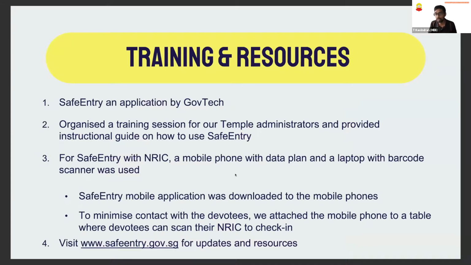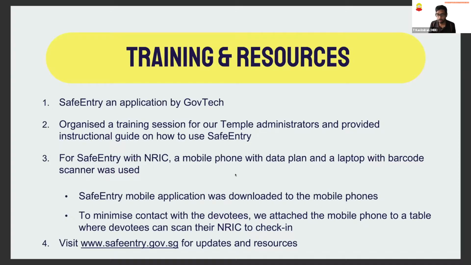So what we did was we shared resources with them, and we told them how they can go about setting up. So we came up with a simple guide, okay, within 1-2 pages, on how they can do the onboarding process for the QR code posters plus the NRIC. And we also organized training sessions for our staff, because the staff that were deployed were temple administrators from India. There were also musicians who were assisting us to ensure that the devotees who enter would do the check-in. So it was very easy for them.